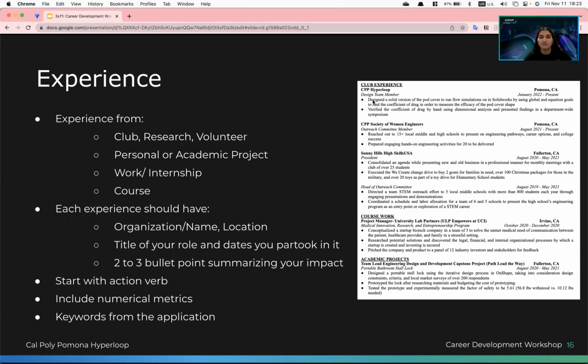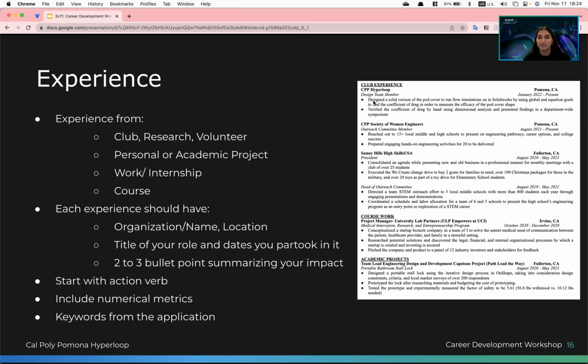And then for the bullet points, we always want to start with an action verb. Action verb, meaning I can just show you examples.